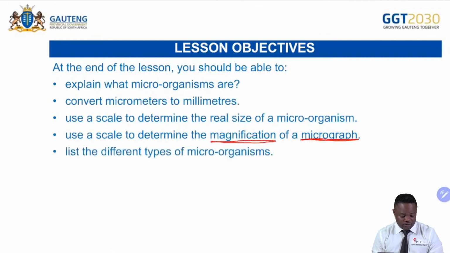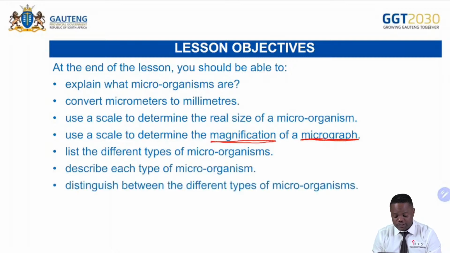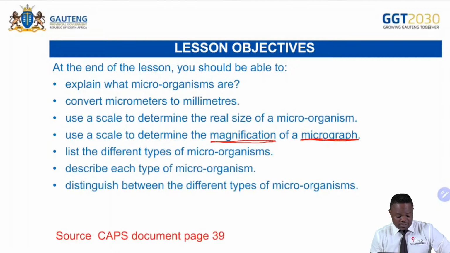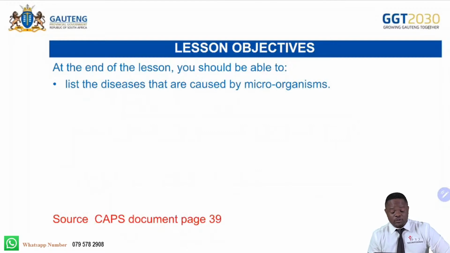Okay, and then you should be able to list the different types of microorganisms. So we're going to classify them, we put them in different groups, and then we'll be able to list them by the end of our lesson. And then be able to describe each type of microorganism, to distinguish between the different types of our microorganisms.